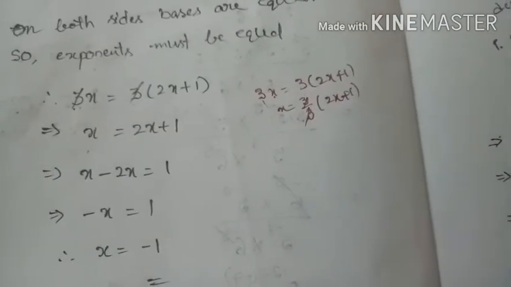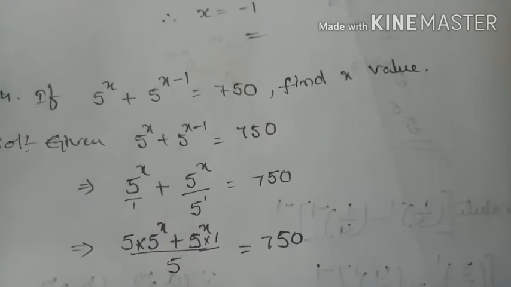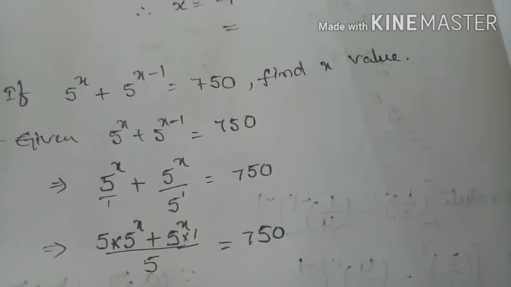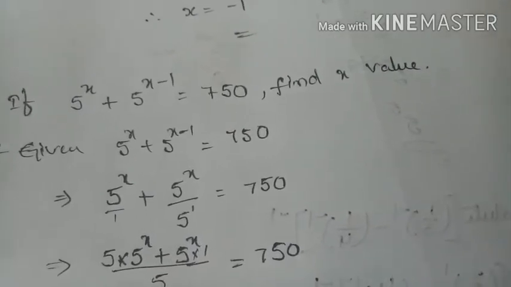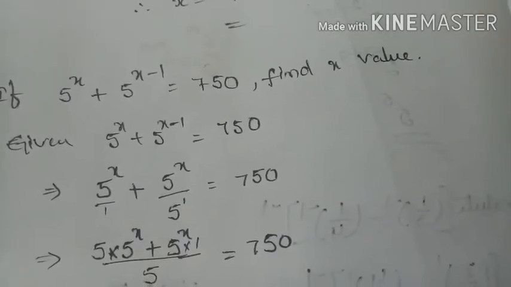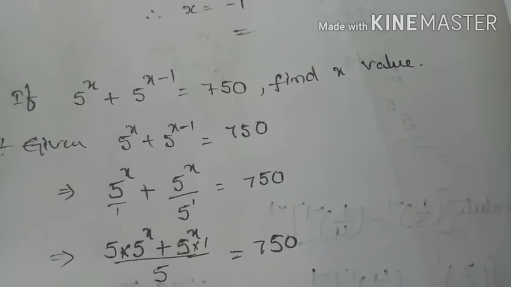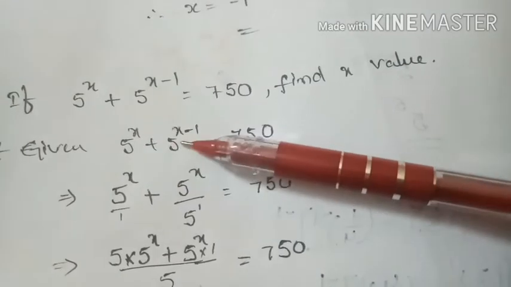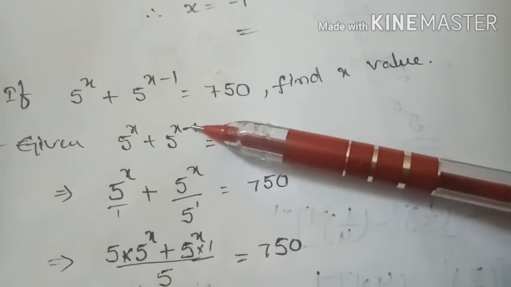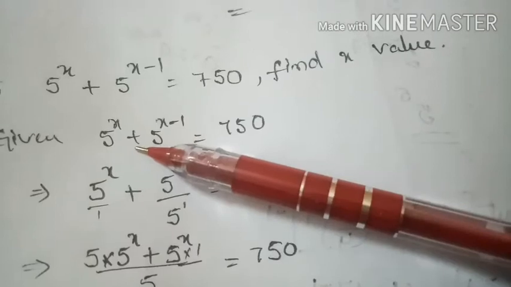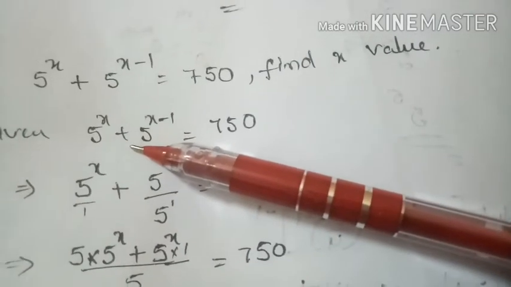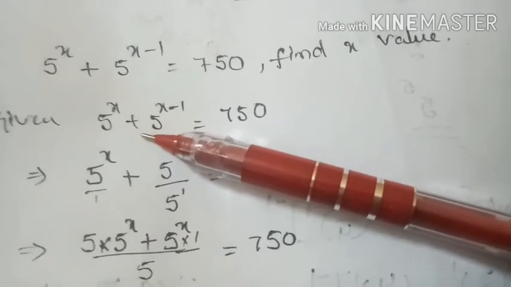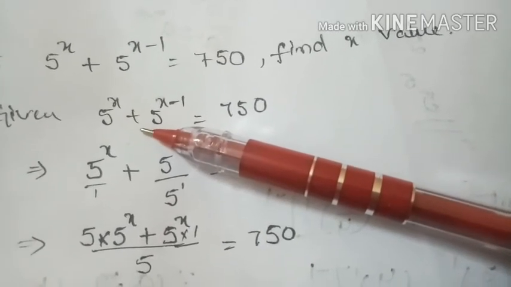Yes. Next one. If 5 power of x plus 5 power of x minus 1 is equal to 750, find the x value. So given that 5 power of x plus 5 power of x minus 1 is equal to 750. Just observe here: the bases are equal, the powers are not equal, but it is in additional form. That means here it is not division or multiplication, so there is no chance to use any formula.